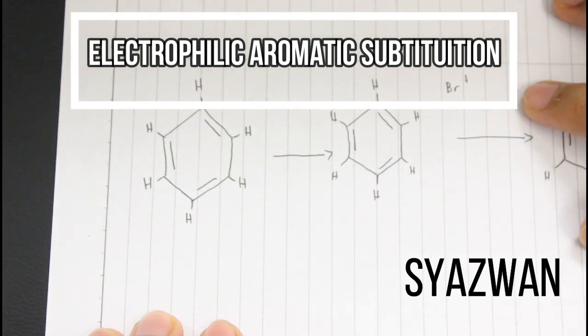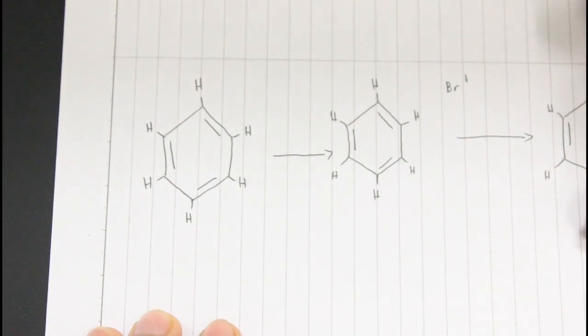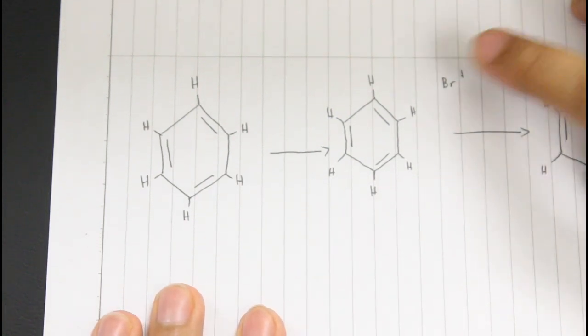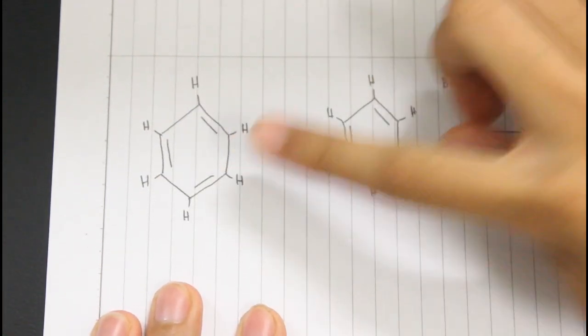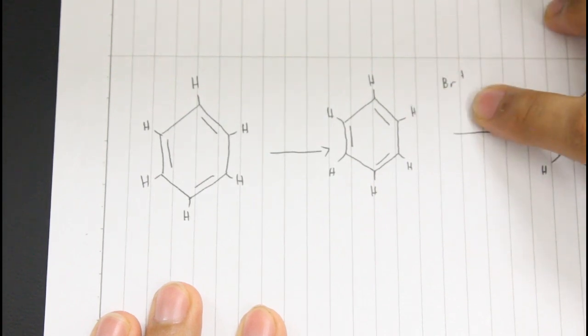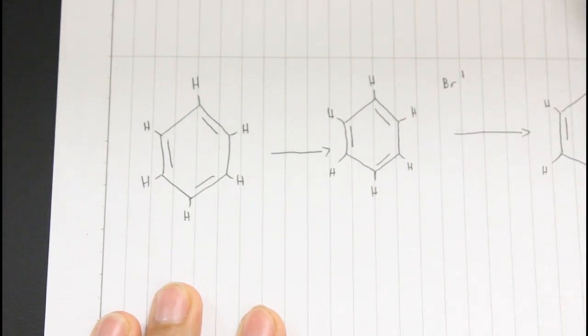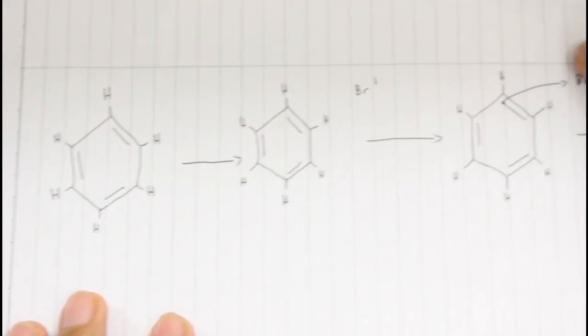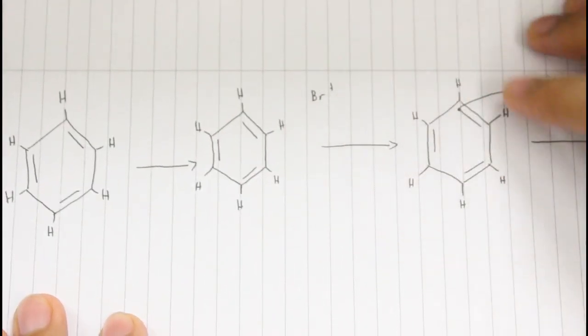Electrophilic aromatic substitution. From the word substitution, we are actually replacing one of the hydrogens with bromine. The word aromatic is because we are dealing with a benzene ring. An electrophile is a substance that wants electrons so badly.